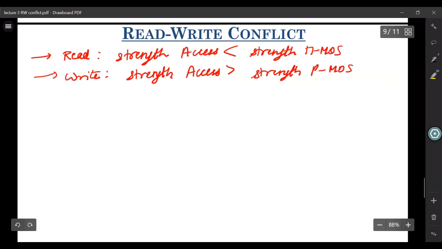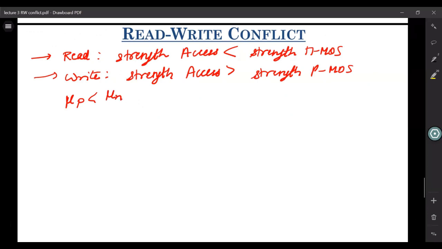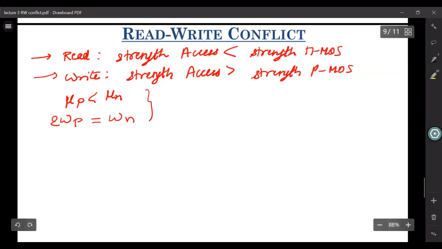Now, how we typically design our CMOS inverters is, since the mobility of holes in PMOS is less than the mobility of electrons in NMOS, we double the size of this PMOS as compared to the size of this NMOS. We double the width of this PMOS as compared to the NMOS, so that we have equal pull strength of NMOS and PMOS.